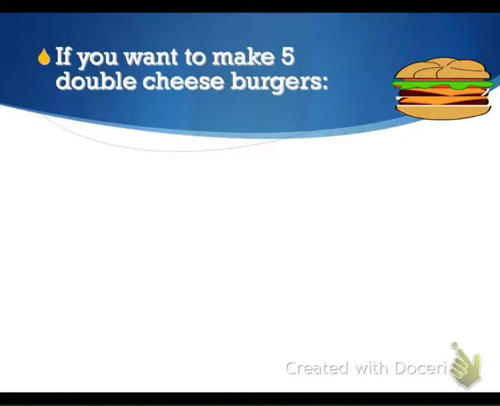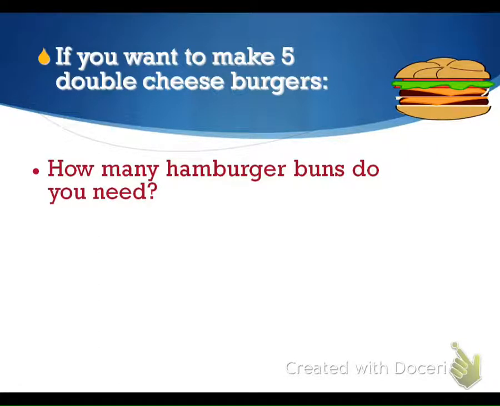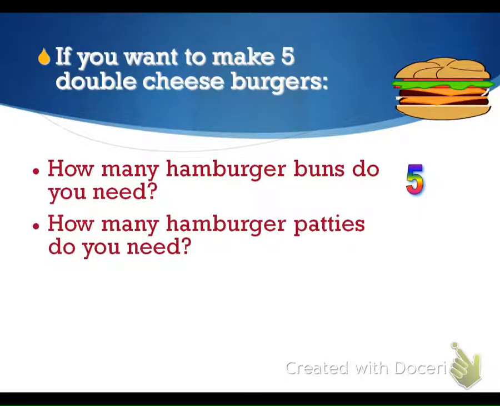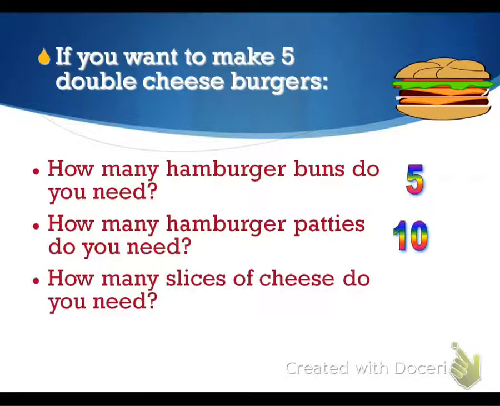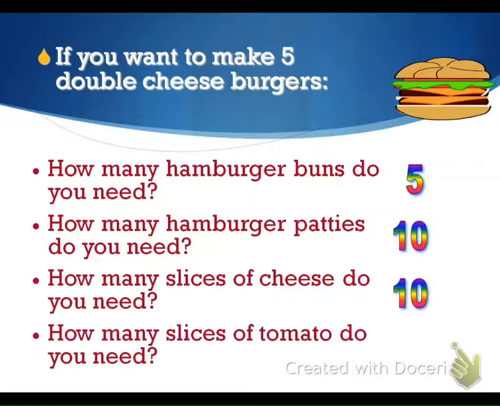So if we want to make 5 double cheeseburgers, how many of each of these ingredients do we need? Okay, if we want to make 5 double cheeseburgers, we need 5 hamburger buns. How many hamburger patties do we need? We need 10. How many slices of cheese do we need? 10. And how many slices of tomato do we need? 5. Because each serving just gets 1 tomato slice. What are you making, a hamburger salad? Just this one that we're looking at here, we're looking at a specific ingredient list.